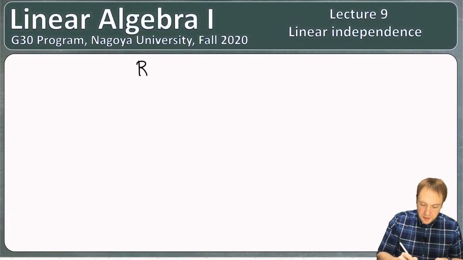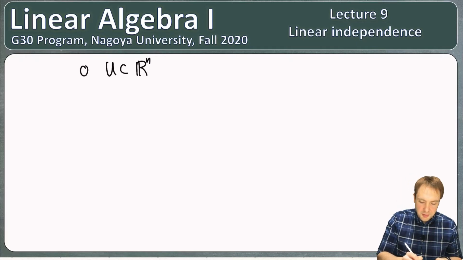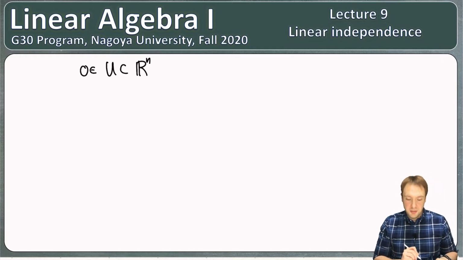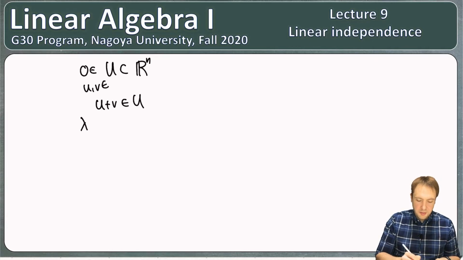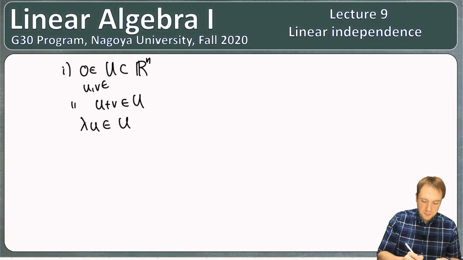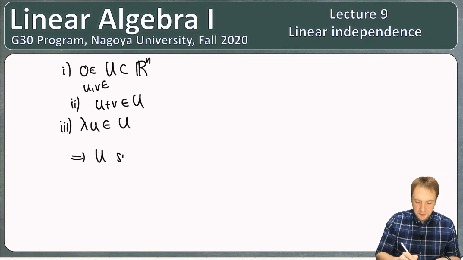If I'm in Rn, then a subspace of Rn is a subset U which satisfies 3 properties. One property was that the zero vector is contained in U. Also, if I have two vectors u and v in U, then u plus v is also in U. And if I multiply with a scalar, then this is again in U. So we had these 3 conditions, and if these were satisfied, then U was a subspace.